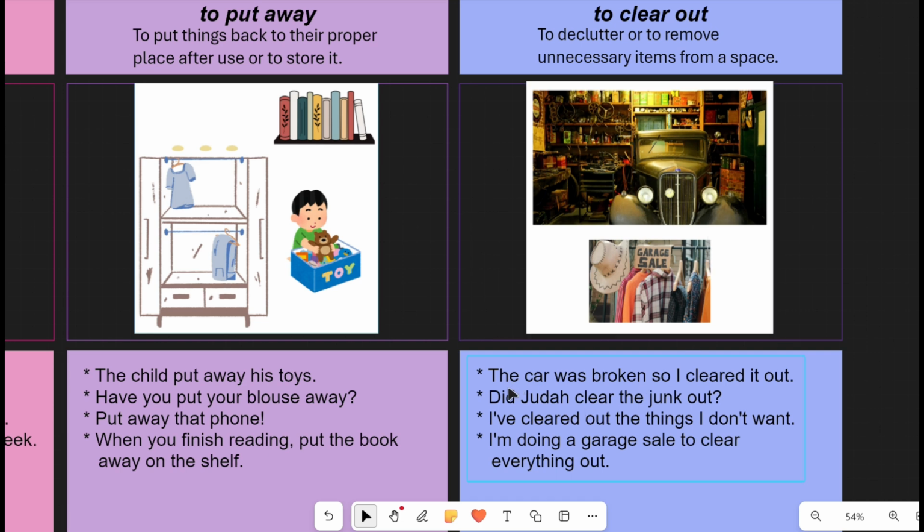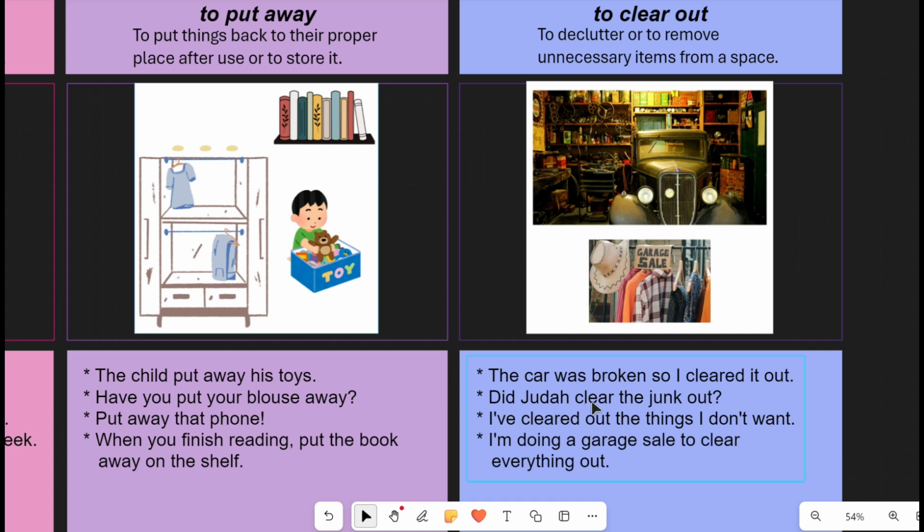Now, sentence. The car was broken, so I cleared it out. So this car is pretty old. It looks like it could be broken. If someone says this car is broken, so you don't need it, so you take it out from this space. Okay? You remove this unnecessary car from this space. You clear it out.